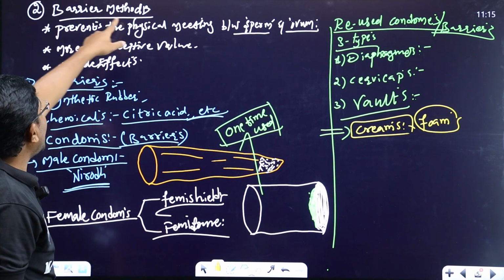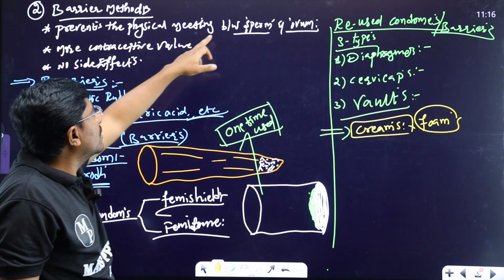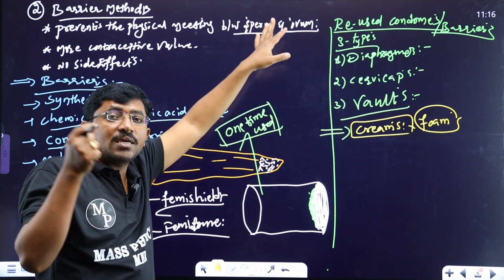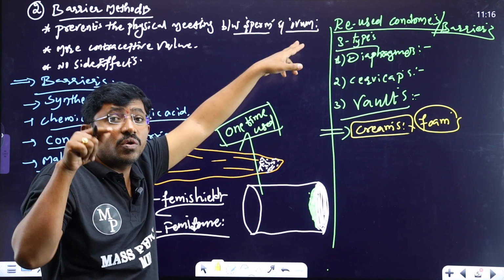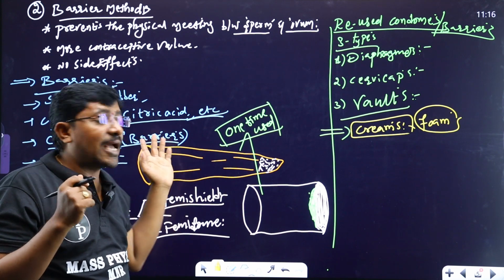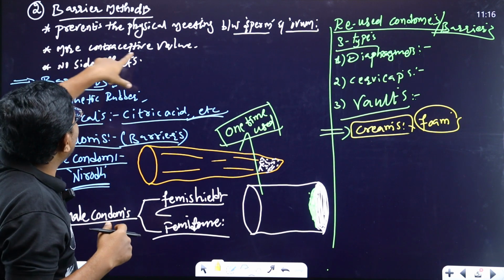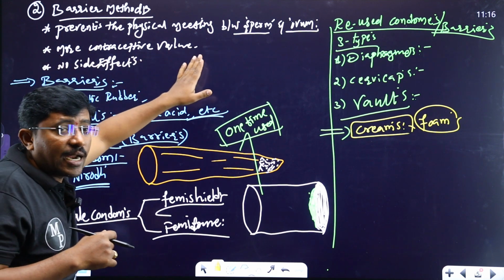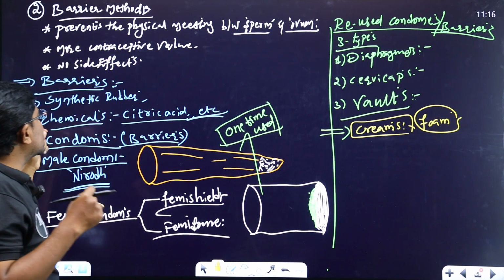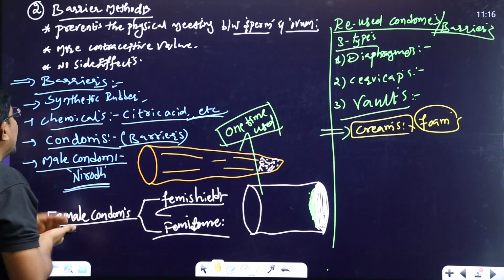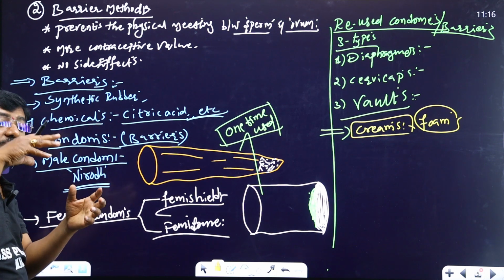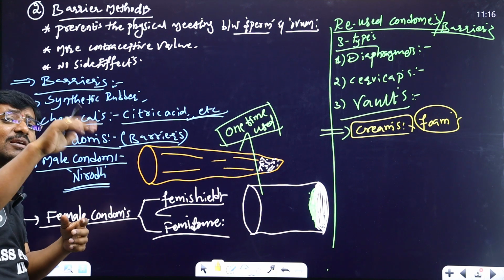Once again, these barrier methods prevent the physical meeting between sperm and ovum by the use of condoms. These condoms have high contraceptive value and few or no side effects. Some barriers are prepared from synthetic rubber, and some chemicals are also used in their preparation. These chemicals help decrease the sperm motility or sometimes kill the sperms.